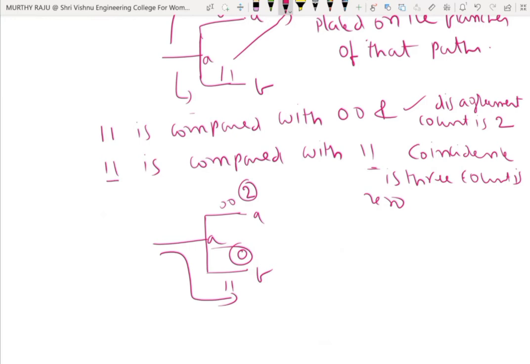The important point here is that some agreement, coincidence, is there between this received code word 1 1 and this encoded code word of length n bits. That means 2 bits 1 1. These two are the same.